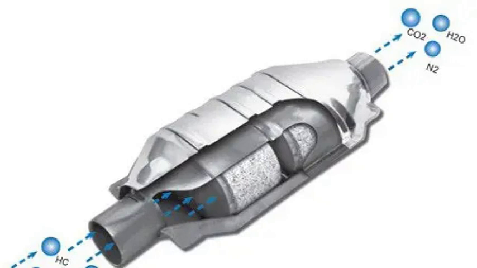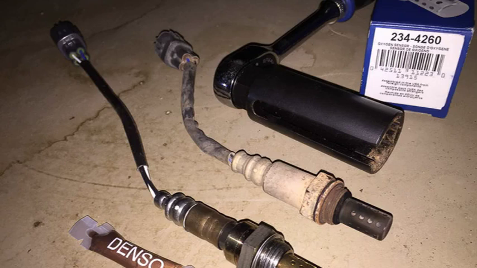The P0420 fault code indicates that the catalytic converter is not functioning properly. This can be caused by a number of factors, including a bad catalytic converter, an oxygen sensor that is not working correctly, or an exhaust leak. If you are experiencing the P0420 fault code, there are a few things you can do to try to repair it. First, check for any exhaust leaks. If you find an exhaust leak, repair it and see if the code goes away. If the code does not go away, you may need to replace the oxygen sensor or the catalytic converter.